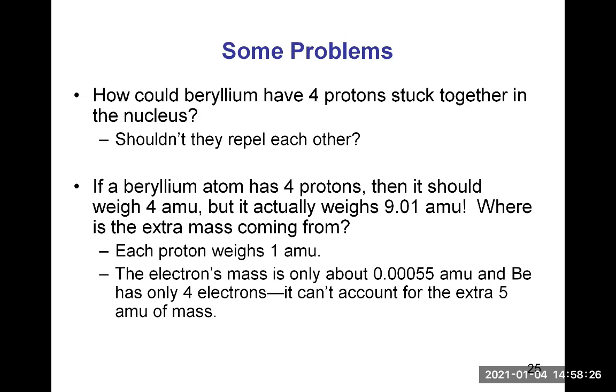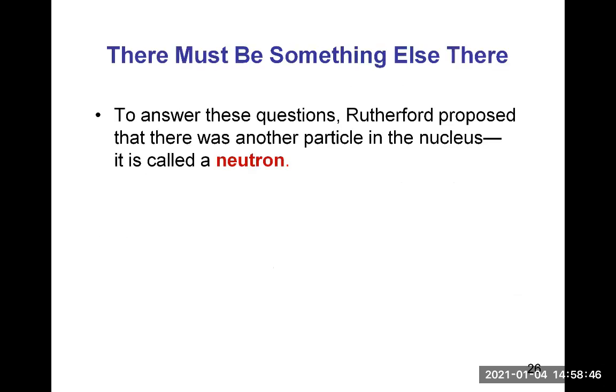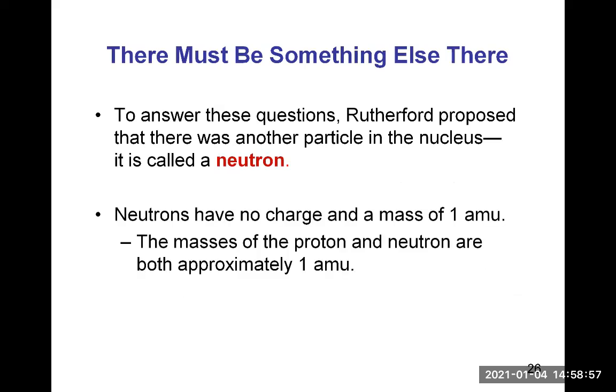And the electrons, their mass is so little, 0.00055 atomic mass unit, which is 2,000 times smaller than the mass of a proton. And there is only 4 electrons, so they cannot account for the extra 5 atomic mass units of mass. So there must be something else there. And to answer these questions, Rutherford proposed that there was another particle in the nucleus, and it is called the neutron. Neutrons have no charge and a mass of 1 atomic mass unit. So the masses of the protons and neutrons are approximately 1 atomic mass unit for both of them.